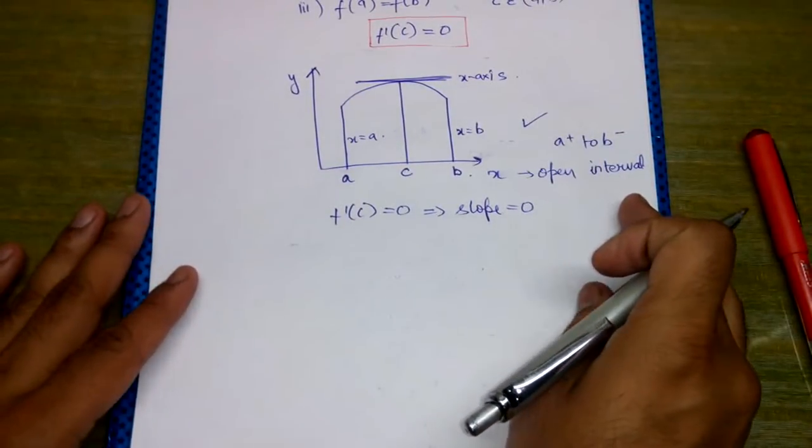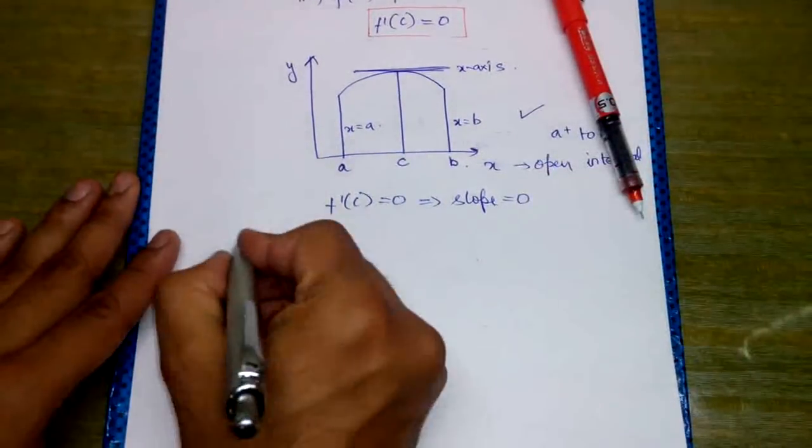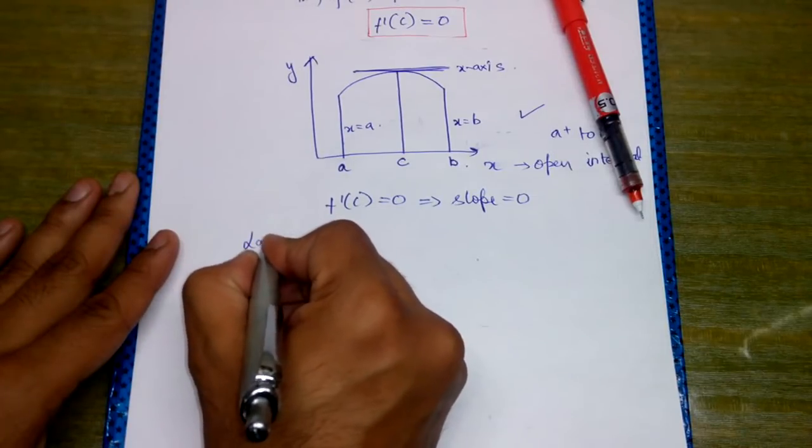Okay, so this was about the Rolle's theorem. Now we will go for the Lagrange's mean value theorem.